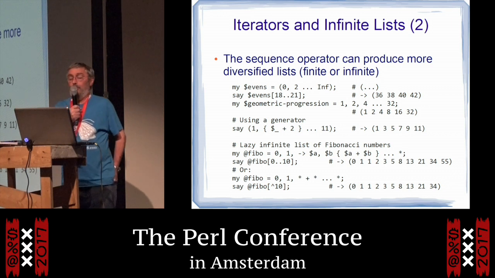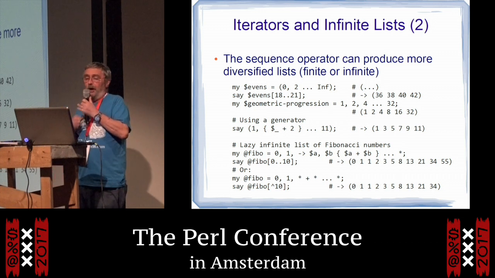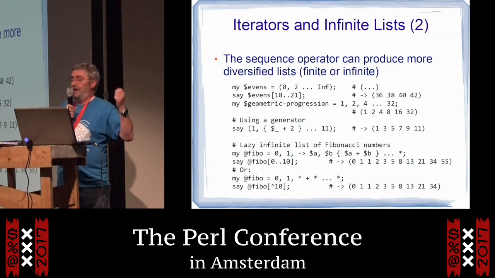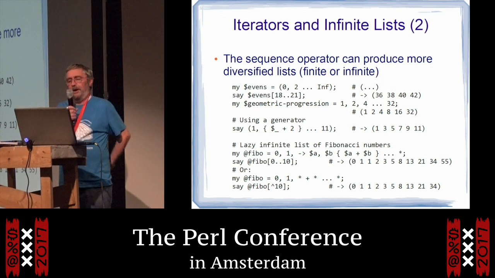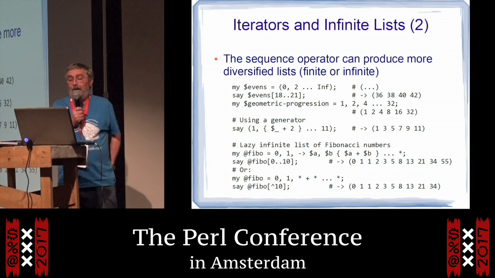Then, all this is interesting, but not all interesting lists are arithmetic progressions or geometric progressions. So you can create other lists by using a generator in the dot dot dot construct. So here, for example, my first element in my list is 1. Then what I'm doing is a code block which says the next element should be that 1 plus 2, and the next element should be that 3 plus 2, and I let it go to 11. This is another way of making an arithmetic progression.